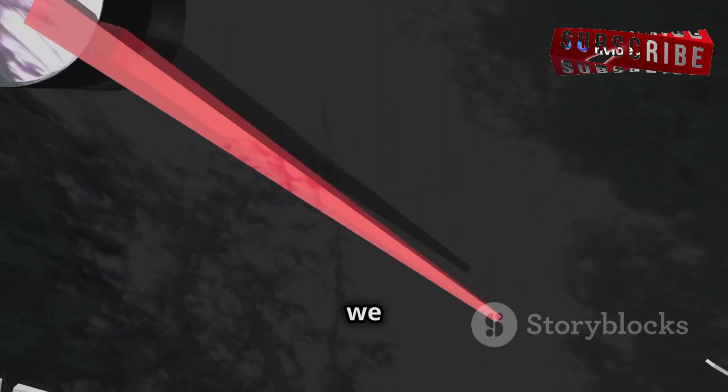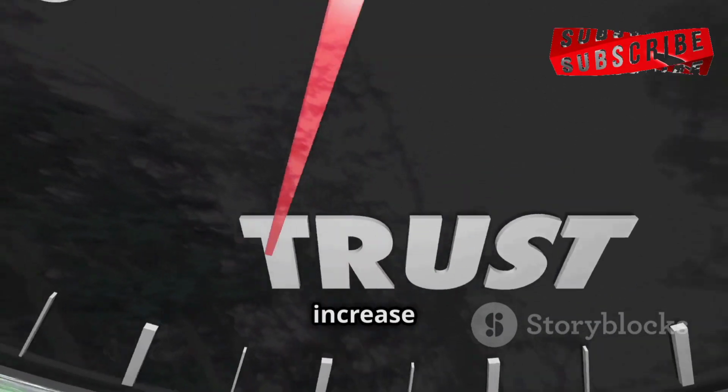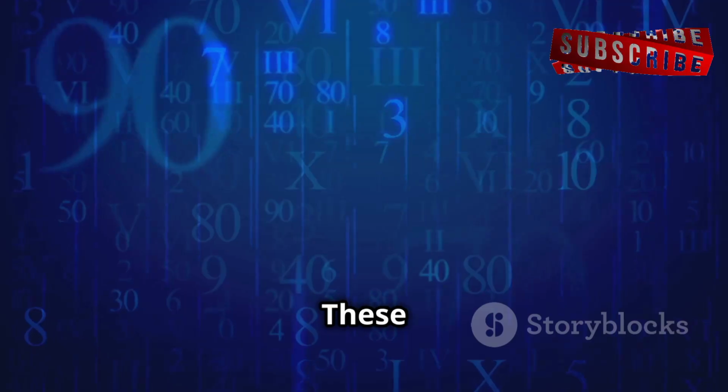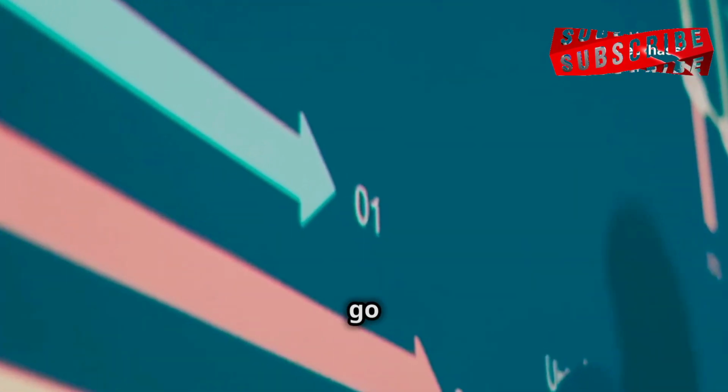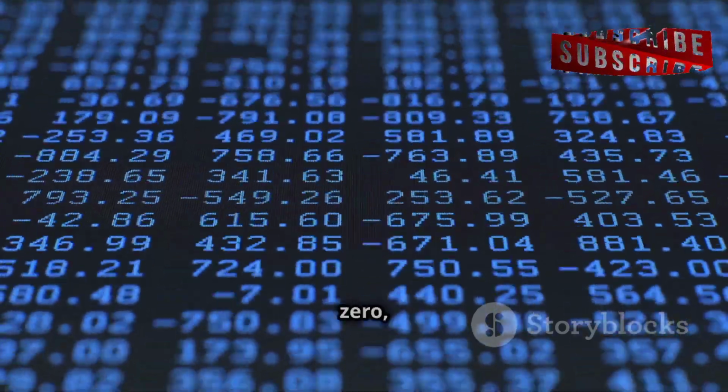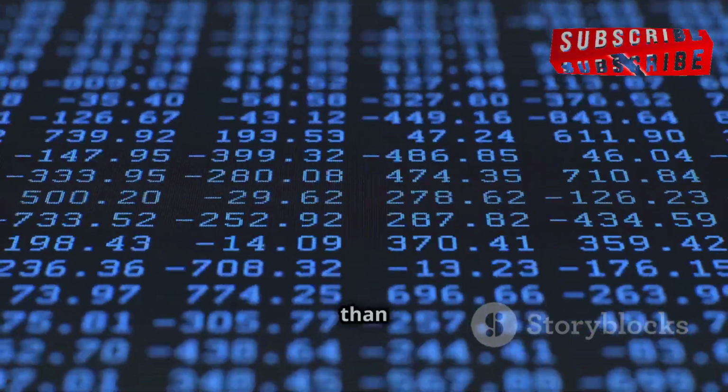To the right of 0, we find all the positive numbers, which increase as we move further right. These numbers are greater than 0, representing values that are more than nothing. As we move to the left of 0, we encounter the negative numbers, which decrease as we go further left. These numbers are less than 0, representing values that are less than nothing.